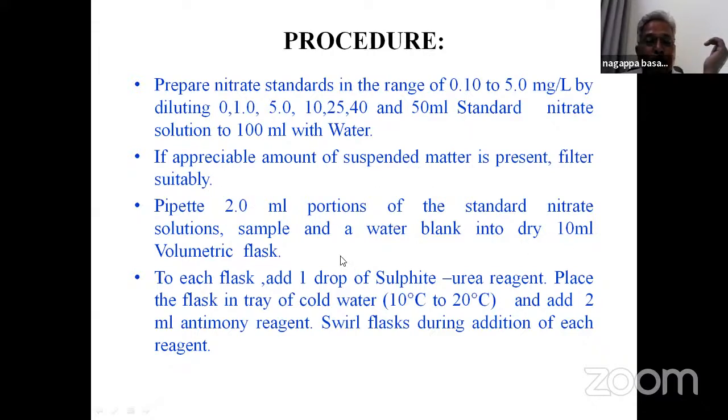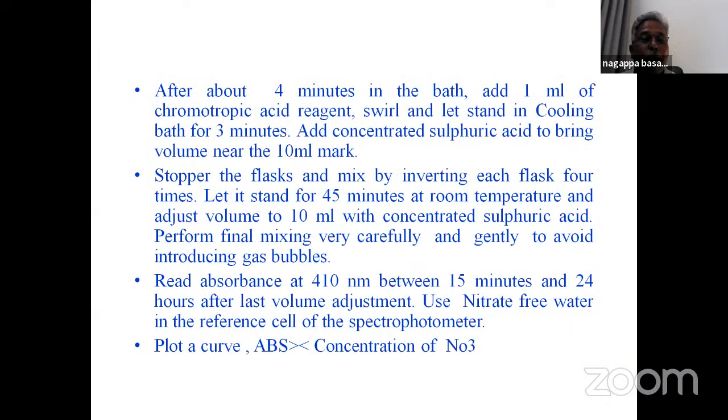Prepare 2 ml portions of standard nitrate solution, sample and water blank. The blank also has to be run simultaneously. To each flask add 1 ml of sulfite urea reagent and place in the tray with cold water, maintaining the temperature below 20 degrees. Add 2 drops of antimony reagent. During the addition of each reagent, shake the flask to react faster. After 4 minutes, add 1 ml of chromotropic acid. Cool in the cooling bath for 3 minutes. Add concentrated sulfuric acid to bring the volume to 10 ml.